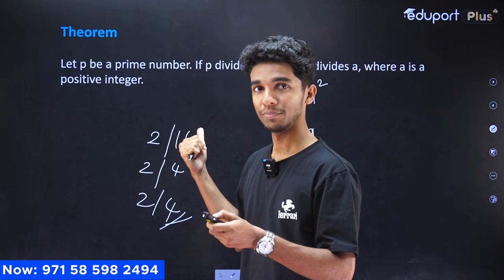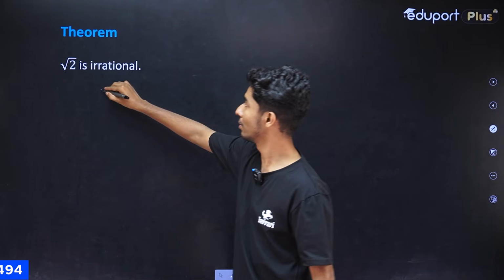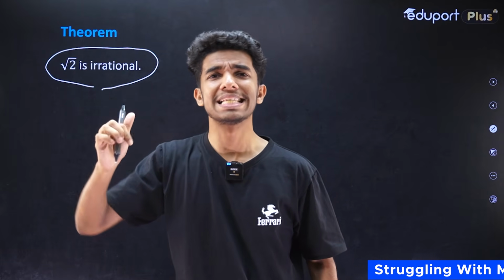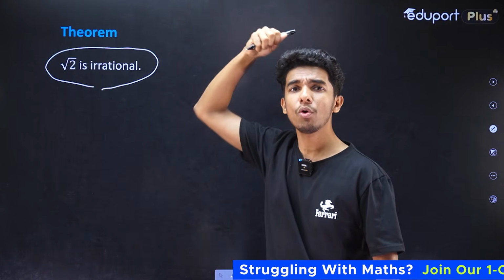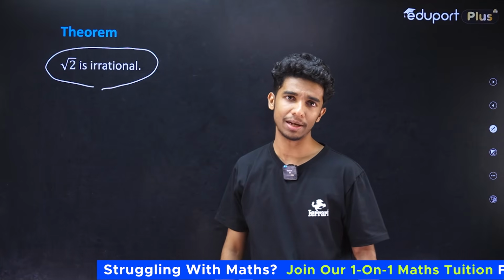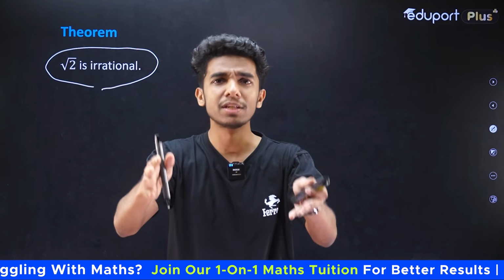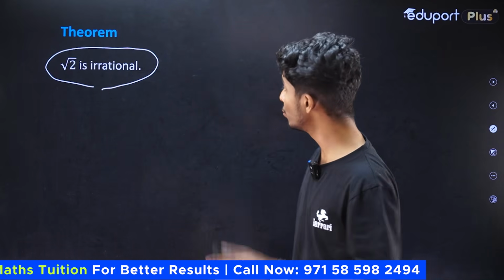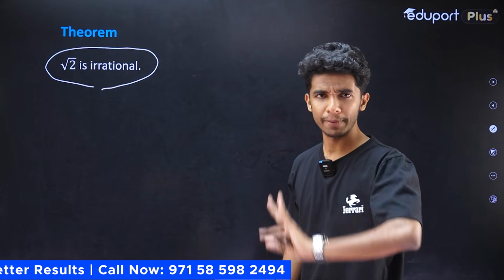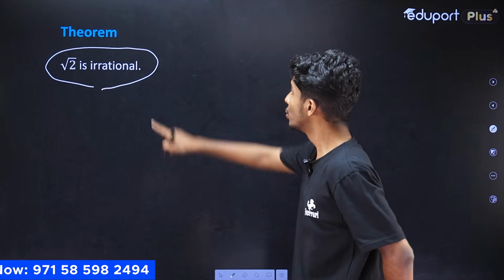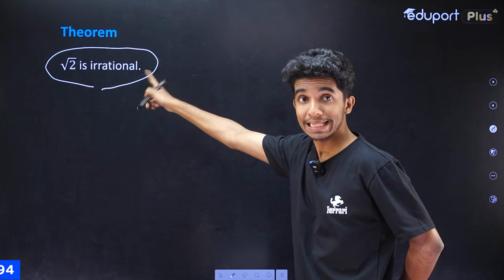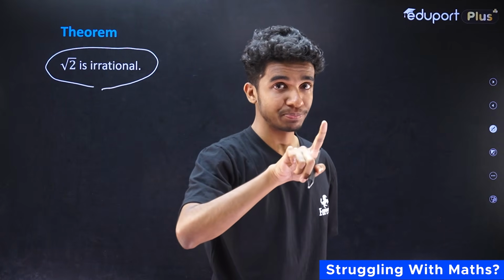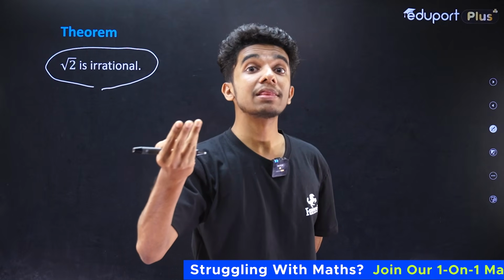By this theorem, you have to prove root 2 is irrational. Very important. This type of question is very important. We are going to move to our next section, that is, root 2 is irrational. Just learn it by heart because it is that important. Similarly with root 3, the method is similar. To prove root 2 is irrational, we take the method of contradiction.